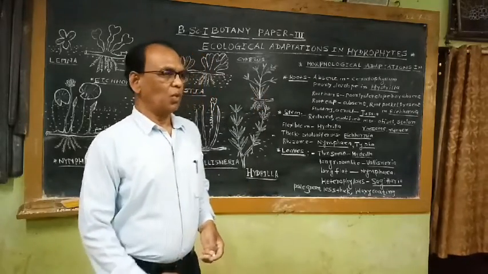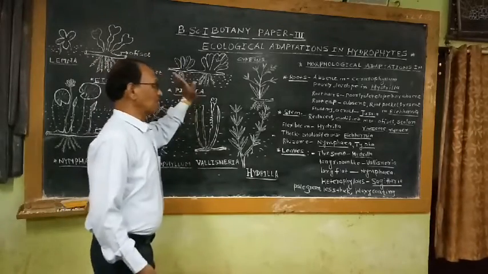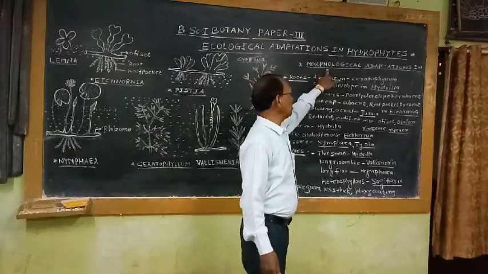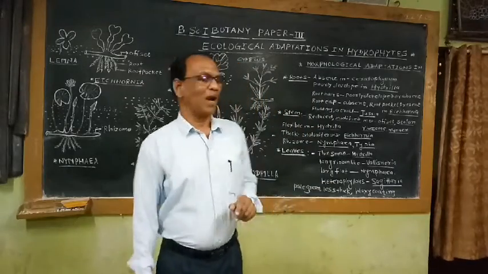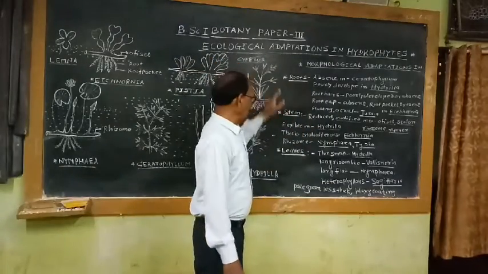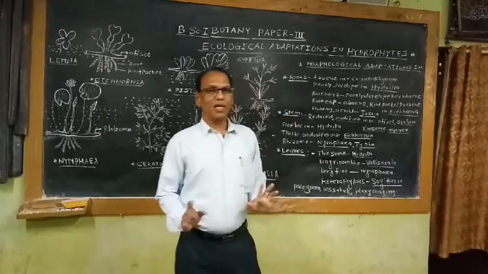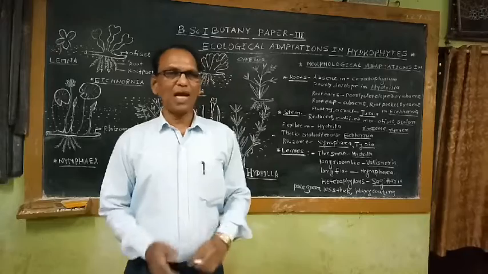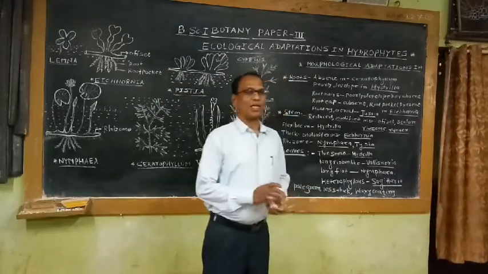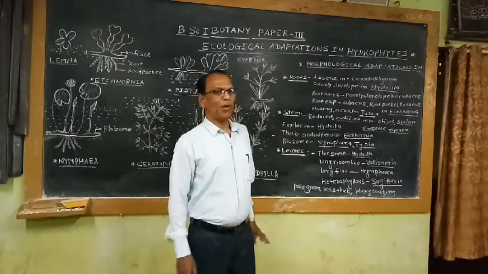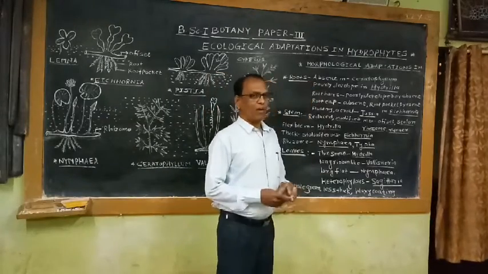So, I am going to discuss the morphological adaptations in the three basic vegetative parts of the plants, like root system, stem or shoot system, and leaves, as well as reproductive organs in these plants. As far as the root system of the hydrophytic plant is concerned, the root system of hydrophytic plants is commonly poorly developed.